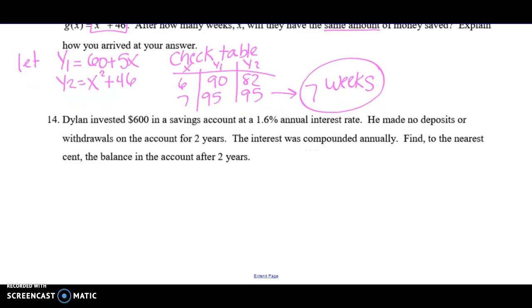14 says Dylan invested $600 into a savings account at a 1.6% interest rate. He made no deposits or withdrawals on the account for 2 years. The interest was compounded annually. Find, to the nearest cent, the balance of the account after 2 years.